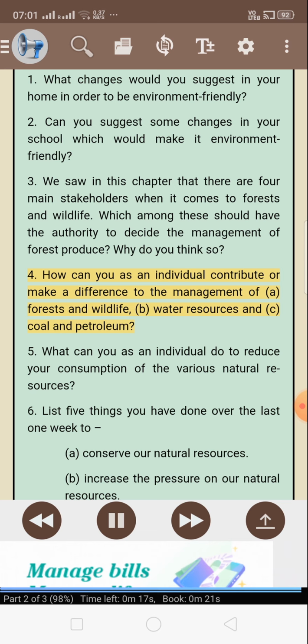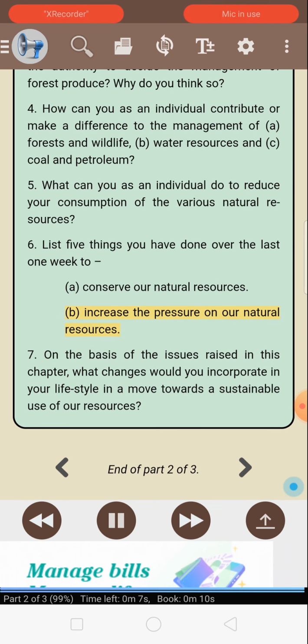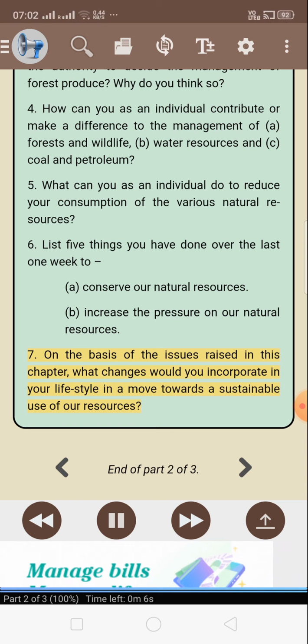B. Water resources, and C. Coal and petroleum. 5. What can you as an individual do to reduce your consumption of the various natural resources? 6. List 5 things you have done over the last 1 week to conserve our natural resources. B. Increase the pressure on our natural resources. 7. On the basis of the issues raised in this chapter, what changes would you incorporate in your lifestyle in a move towards a sustainable use of our resources?